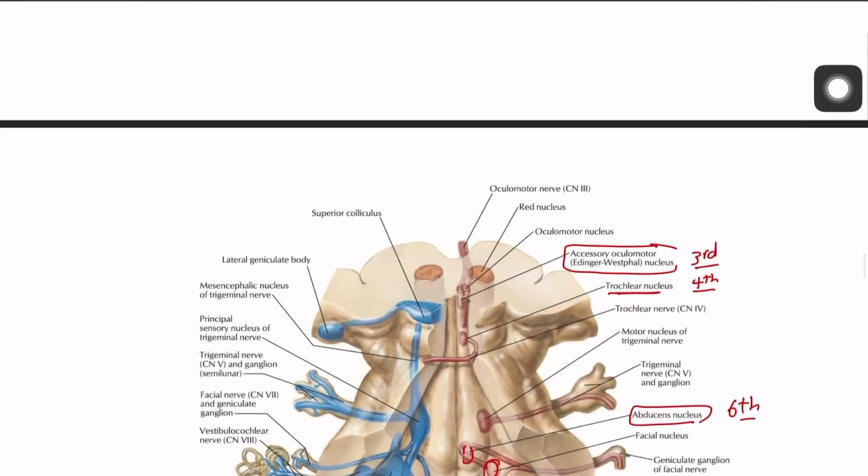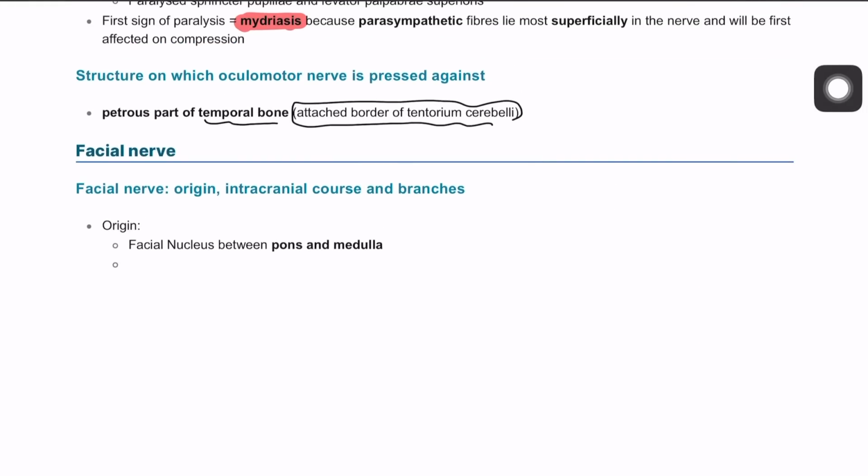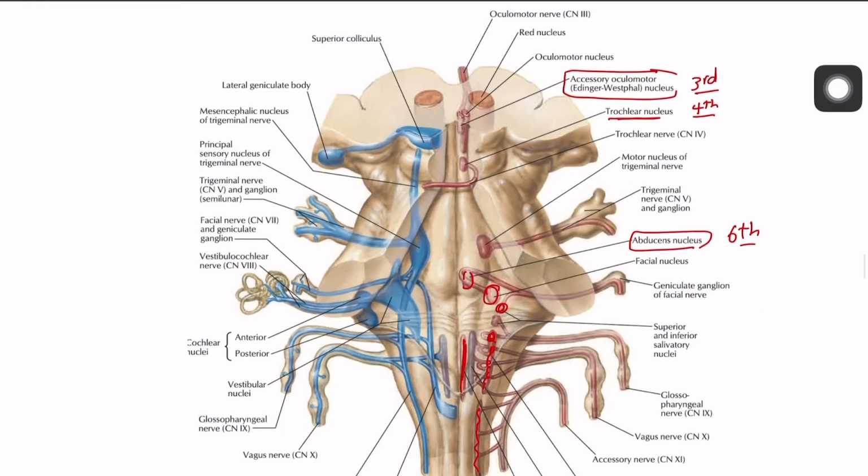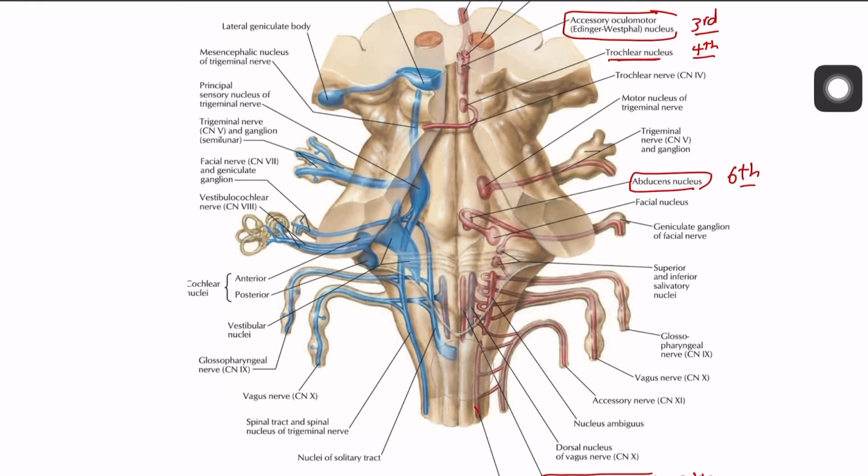Okay, so the next one is going to be the facial nerve. We need to know the origin, the intracranial course, and the branches of the facial nerve. Remember, we talked about the origin earlier. The facial nerve comes from the facial nucleus, which is in the midbrain, pons, or medulla. I think it will be pons. So the facial nucleus arises from the pons.